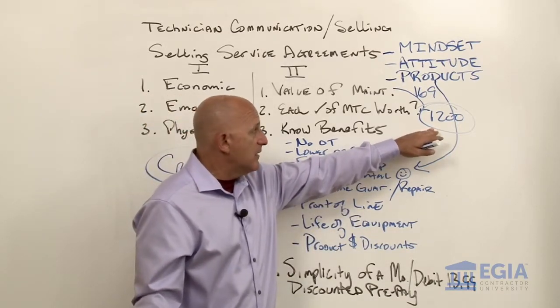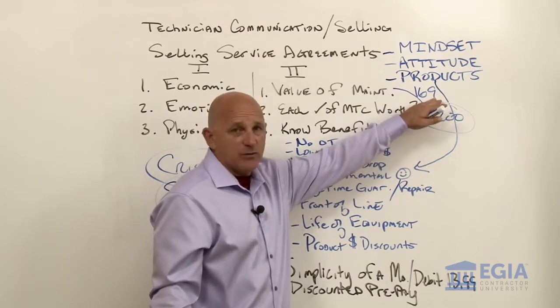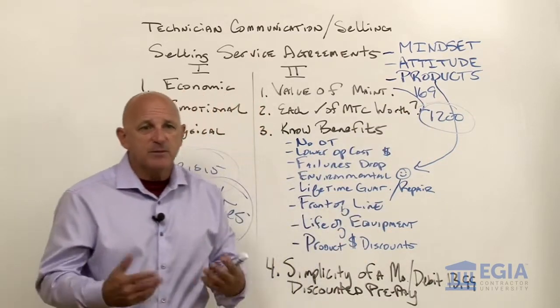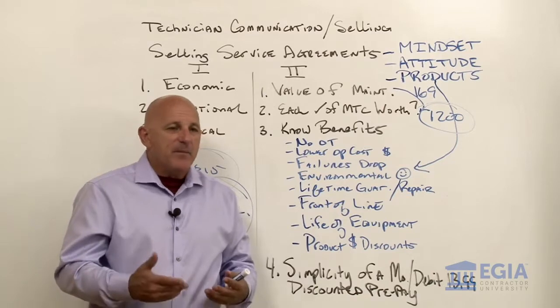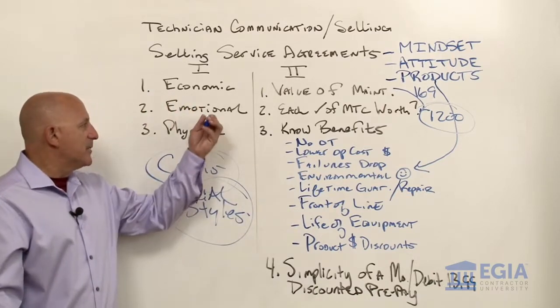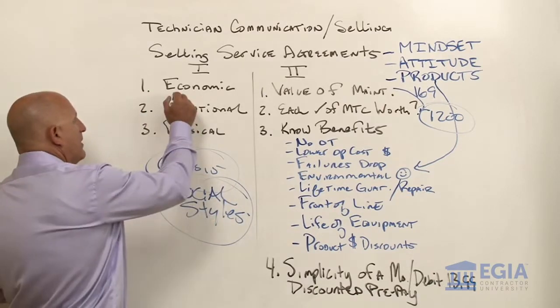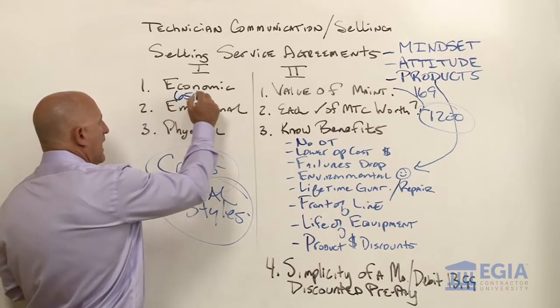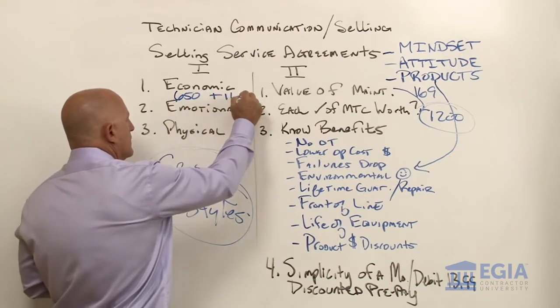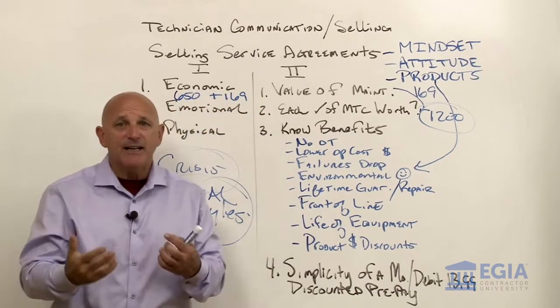So $1,200 versus the price of the actual agreement at $169 seems like a really good economic deal. But again, remember, the client is in a position where I'm maybe paying $650 today. Why do I want to give you another $169? I'm not in a good place this way.